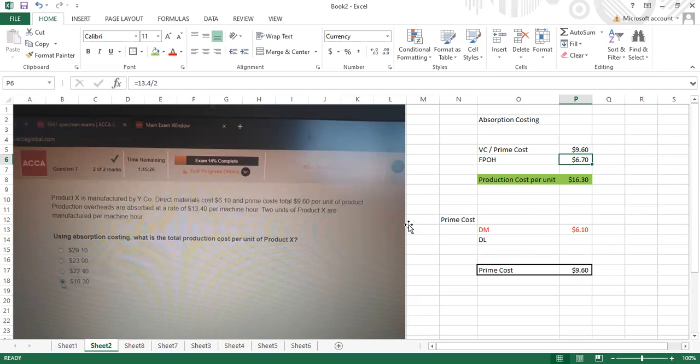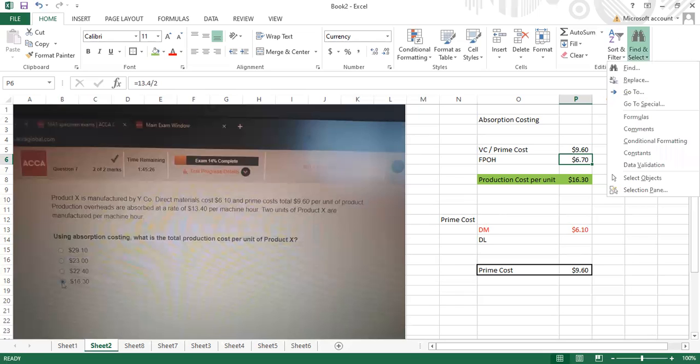get the answer. There is one mistake you could make, the 13.4 you could add here, but as it is saying in the next line that total units of production X are manufactured per machine hours, so this told me that I would first divide 13.4, because it is for 2 units, and this is why our fixed production overhead is 6.7, and our answer is 16.3, which is D.